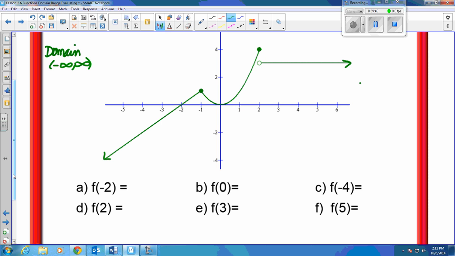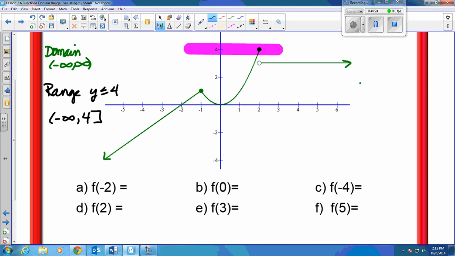So if I look for range values, those are my y values, my floor and my ceiling. This arrow tells me he keeps going, so what's my lowest y value? Negative infinity, and then I'm looking for y values. So all along here, the y values are included. Right here, I have a y value that's not included, but he's included over there. My highest y value anywhere on my graph is right there. So my range is anything that's less than or equal to 4. So we could write y is less than or equal to 4, or we write negative infinity up to 4.